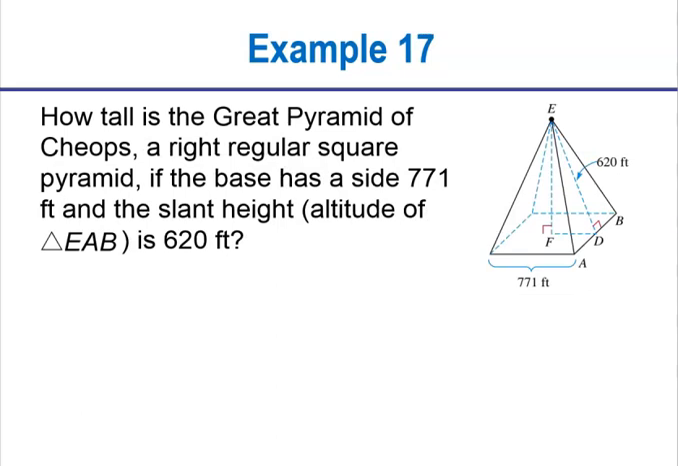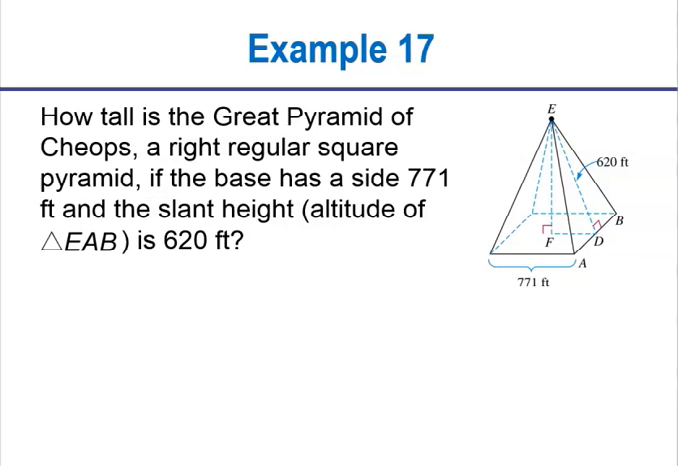It's an interesting problem. It says, how tall is the Great Pyramid of Cheops, a right regular square pyramid? So notice we do have a square base. That's what they mean by right regular square pyramid. And then the altitude that comes from the point E straight down is perpendicular, so that's why the right angle here.